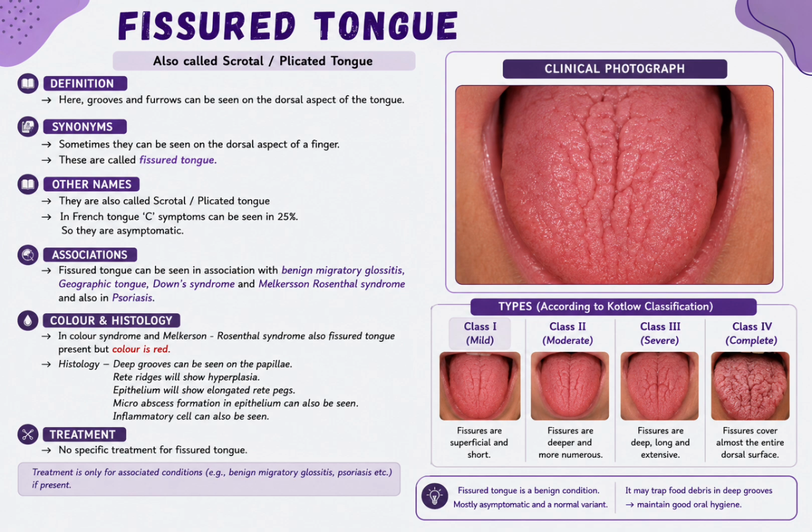So what did we say in the class? What is fissure tongue? Fissure tongue means that on the dorsal aspect of the tongue we can see deep grooves and fissures. This is mainly seen in association with Down syndrome, benign migratory glossitis and Melkersson-Rosenthal syndrome. In the histology, we can see elongated rete ridges, micro abscesses, inflammatory cells and fissure grooves, and between the epithelium we can see a lot of leukocytes. This is the histological feature of the fissure tongue, and no treatment is there for fissure tongue. It is asymptomatic. You have to mention this also while you are writing the answer. So that is about the fissure tongue.